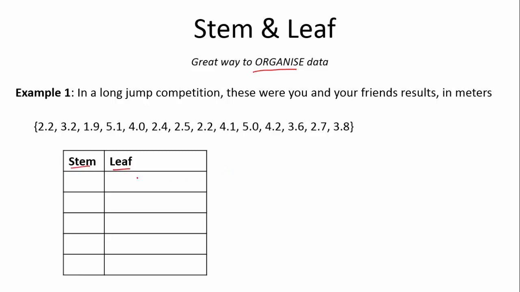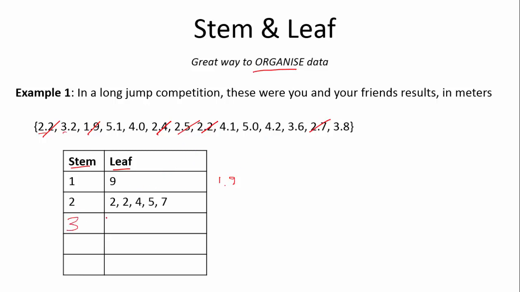So we have a table. We're first going to put 1 and 9. This means 1, the first number here, and then 9, so this would equal your 1.9. Then you're going to have 2.2, 2.2, 2.4, 2.5, and 2.7. So we've done your 1.9. There's a 2.2, there's a 2.2 again, then a 2.4 and a 2.5, and a 2.7.